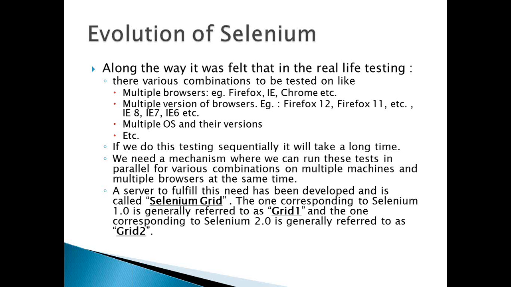So if we do this testing sequentially, if we basically take combinations of these one by one, it will take a long time. So we need a mechanism where we can run these tests in parallel for various combinations on multiple machines and multiple browsers at the same time. So a server to fulfill this need has been developed and is called Selenium Grid.